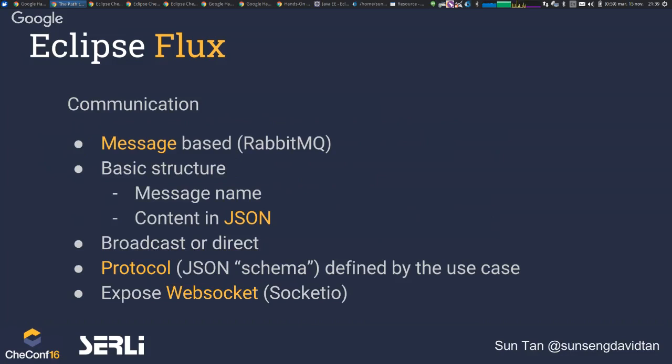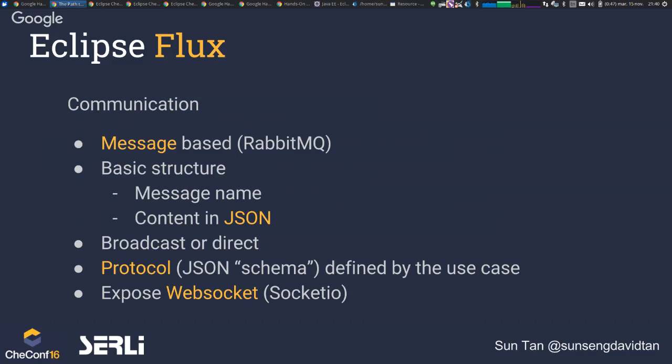Each message that's been exchanged has its content in JSON. It has a name, and the messages can be broadcast or sent to one particular participant in the session. Of course, the structure of the JSON, the schema, is defined by the use case. I'm going to show it just after. Flux will expose a WebSocket, so it will be easy to implement a plugin for tools or for a web application to connect into the Flux session.